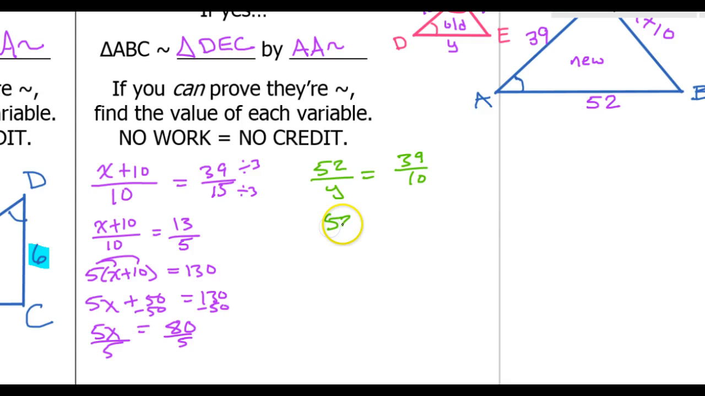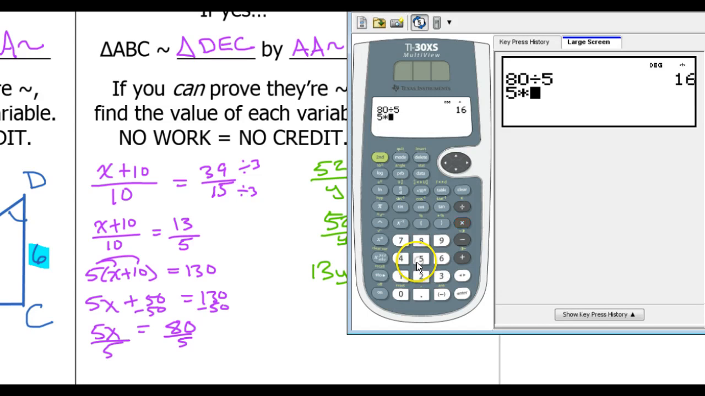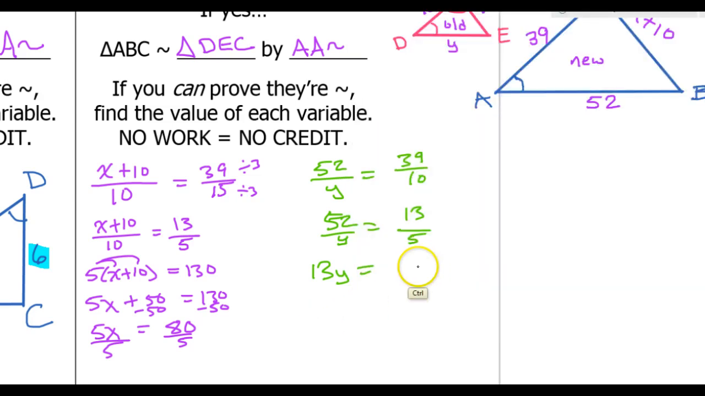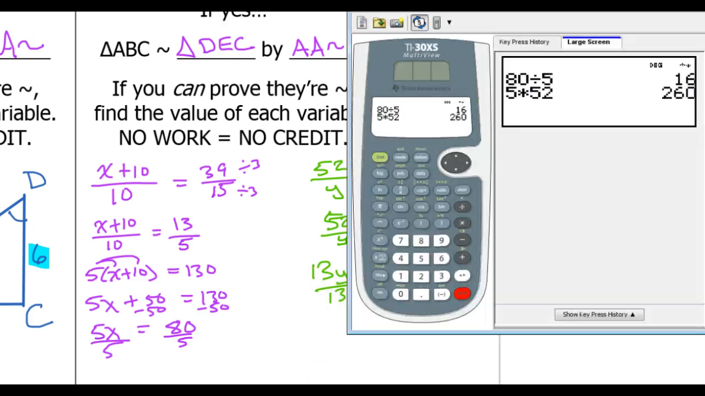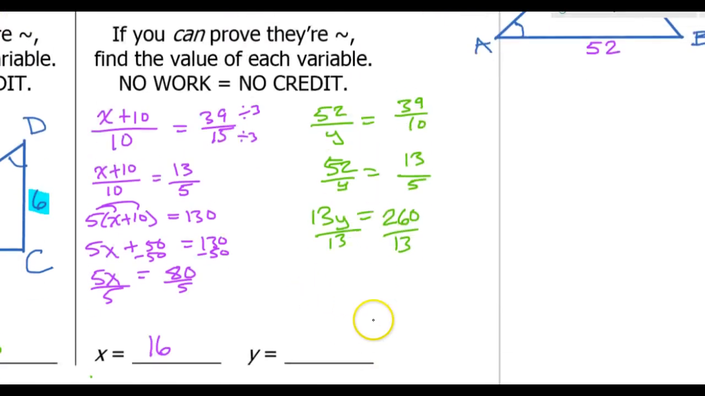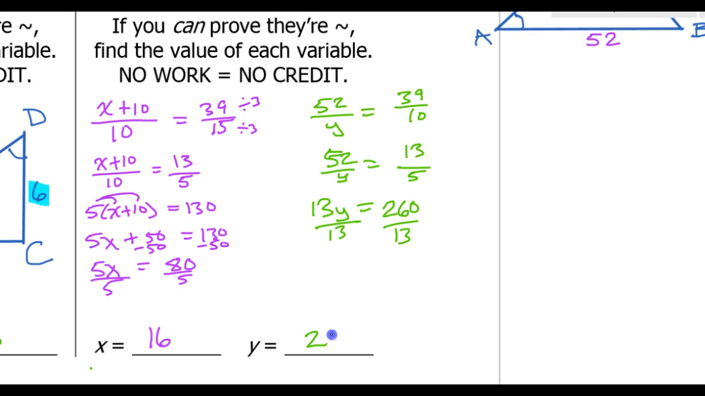Okay, so 52 over y. We already saw that this reduces down to 13 over 5. So if I cross multiply, I will have 13y. Okay, and now 5 times 52. That's 260. So then I simply divide both sides by 13. And that's 20. So y is equal to 20.